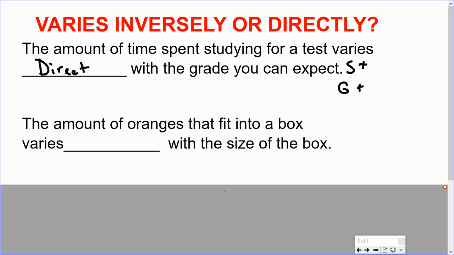The amount of oranges that fit into a box and the size of the box. So if you have a lot of oranges and your size is increasing, can't you fit a lot of oranges in a big box? And couldn't you put a lot fewer oranges in a smaller box? So this is direct. Okay, so the smaller the box, the fewer the oranges.